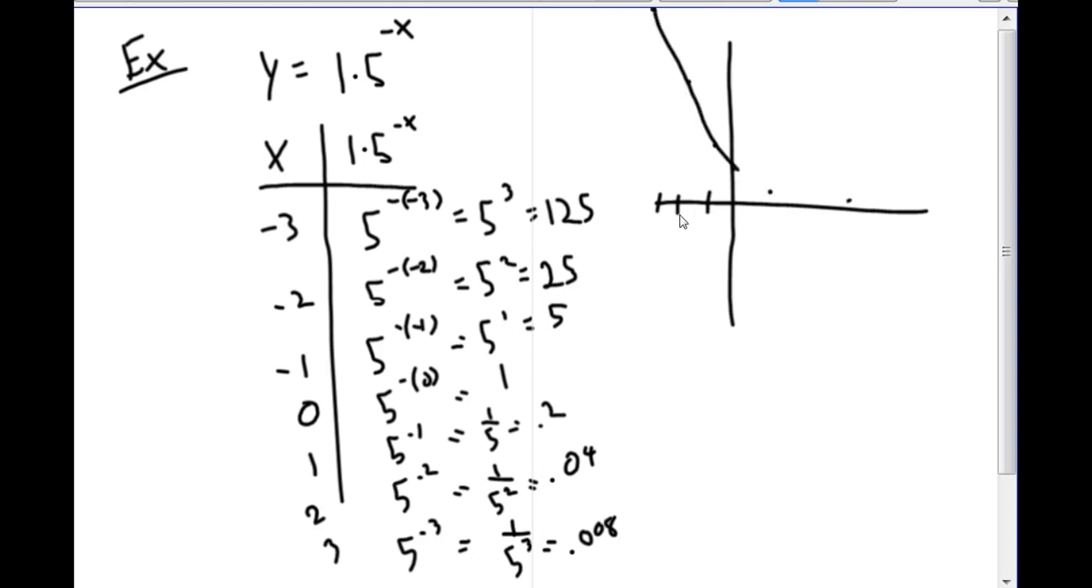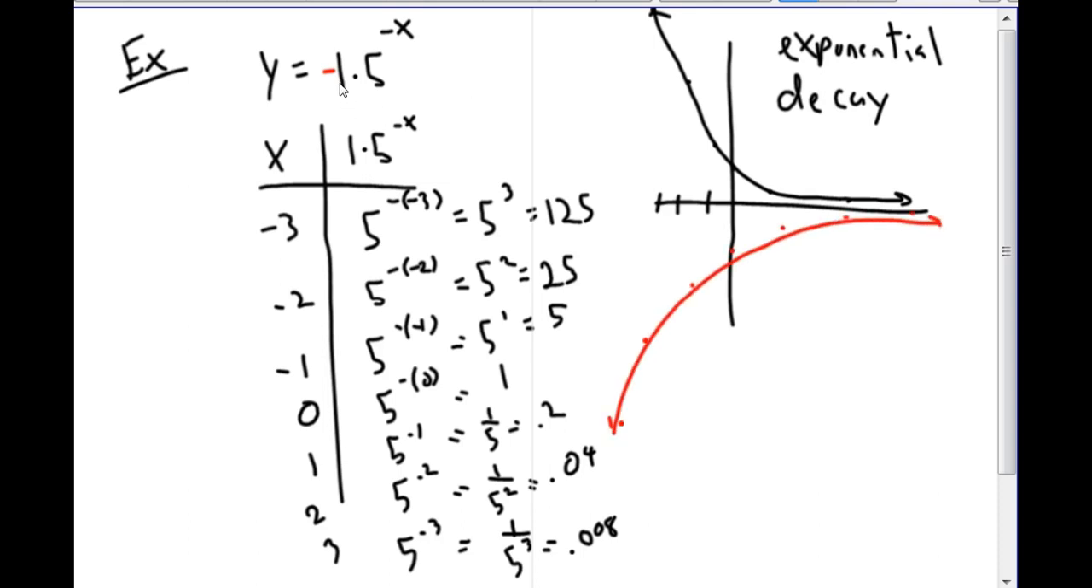This is very rough here. Negative 2, we get the 25. Negative 1, we get the 5. At 0, we cross the y-axis there at 1, and then we go lower and lower. So this is called an exponential decay function. Those other ones were exponential growth.